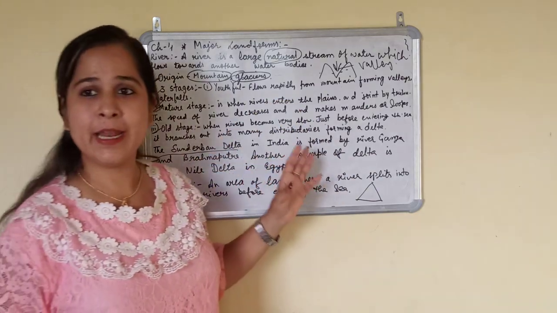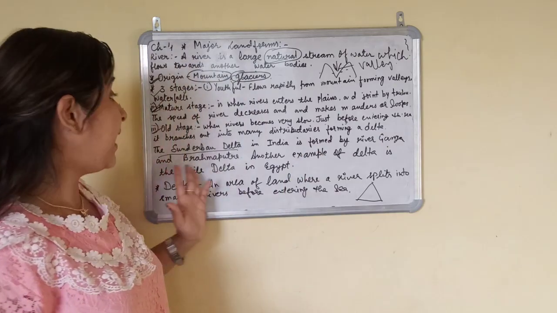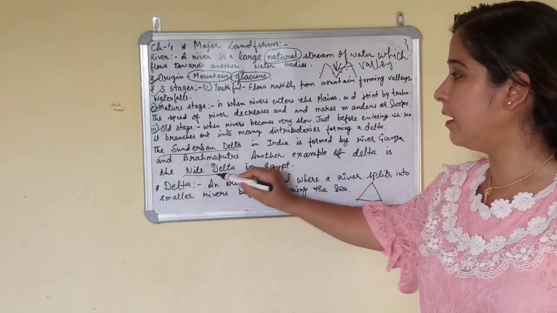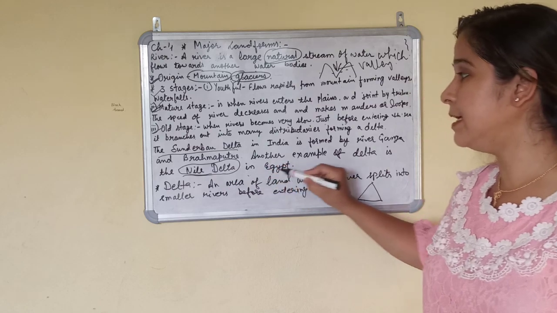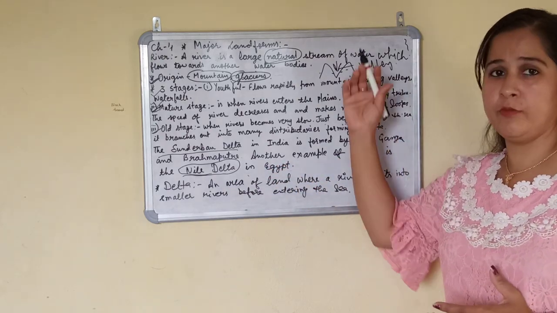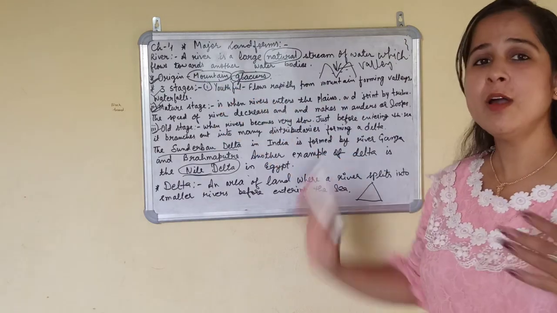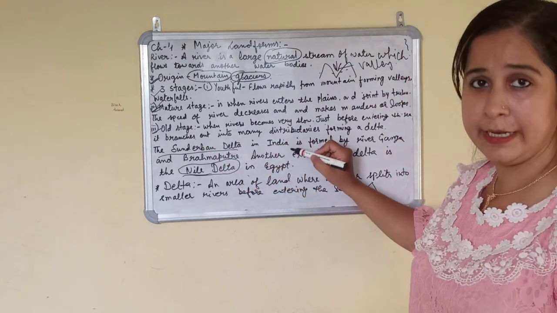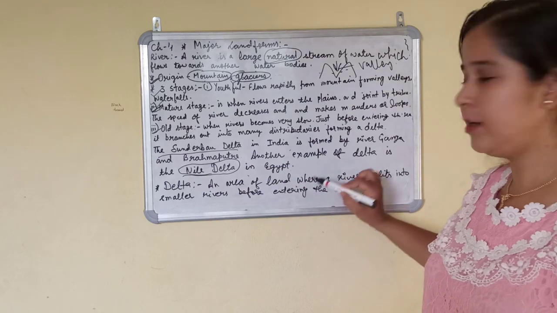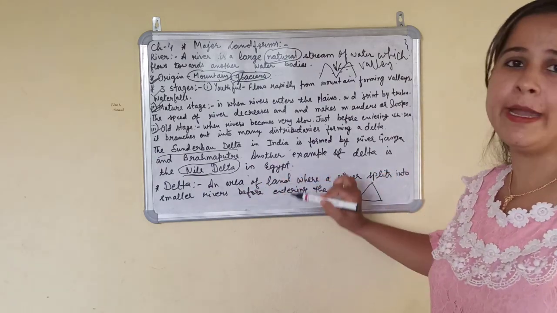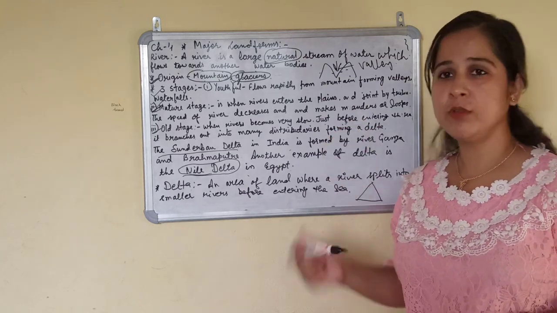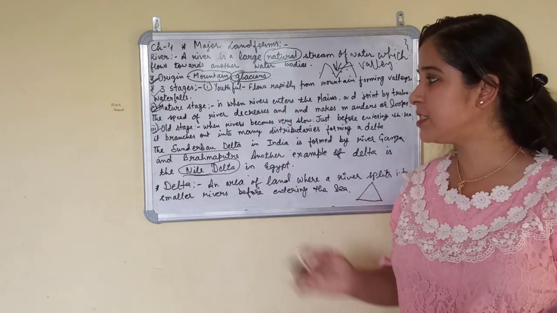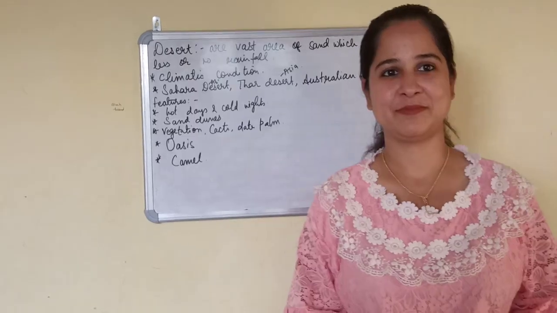Another example of a delta is the Nile delta in Egypt. So this is all about what a river is, what the origin of a river is, the three different stages of a river, and the Sundarban delta, which is found in India. And what is a delta? An area of land where a river splits into smaller rivers before entering the sea. So this is all I have discussed about rivers, and now you can see the main points which I have discussed.